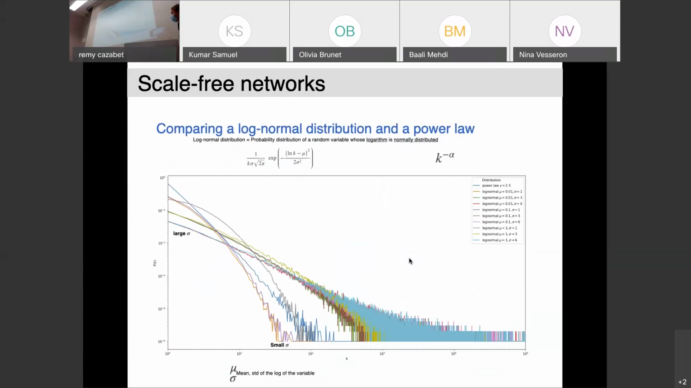And the argument of Clauset is that there are some distributions which can really look like a line on a log-log plot, and in particular he is defending the log-normal distribution, which is the probability distribution of a random variable whose logarithm is normally distributed. And if you put a power law here, which is in pale blue, and you try some values for the varying parameter of the log-normal, well, now you cannot really see which one is the power law and which one is the log-normal. So if you take a proper statistical approach, it becomes much harder to say if a network is indeed a scale-free network or some other distribution.